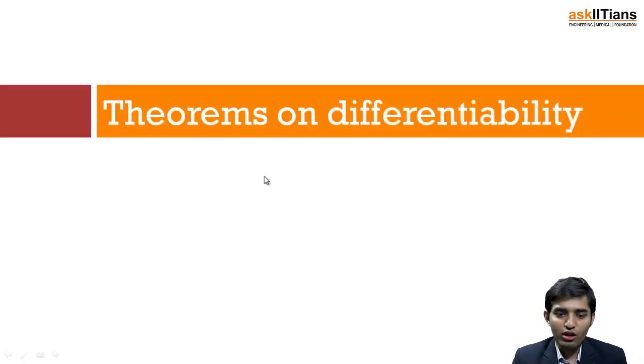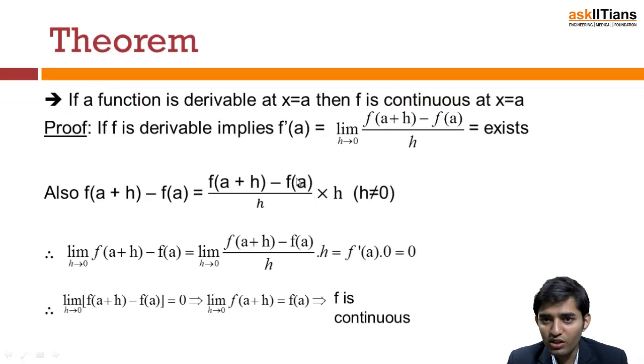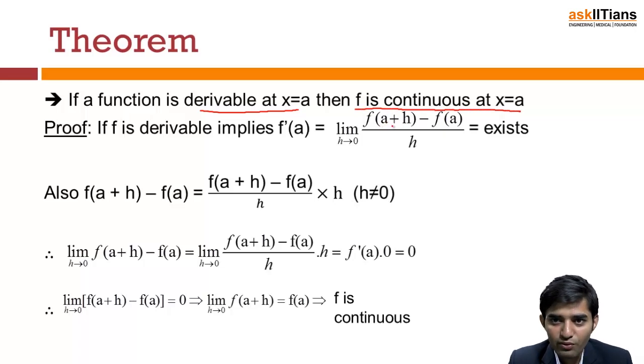Okay, so now let us talk about some theorems which are related to differentiability. Let us start with theorem number 1. Theorem 1 says that if a function is derivable at x equal to a, so let us assume that there is some function f(x) which is derivable at x equal to a, then f is continuous at x equal to a. So the first theorem says that if a function is derivable at some point, then it will also be continuous at that point.